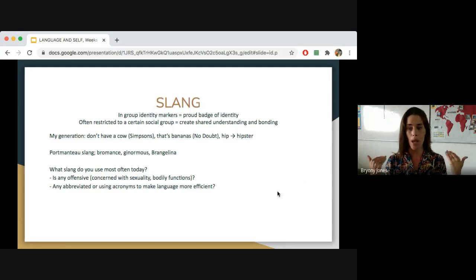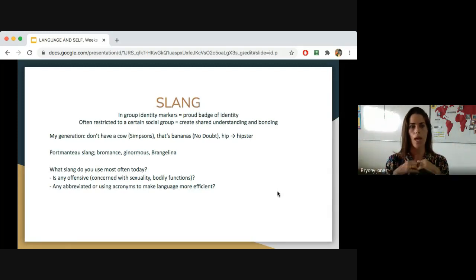Back in the day, my generation, when I was your age, we said things like, don't have a cow, that's Bart Simpson. That's bananas. Gwen Stefani from No Doubt actually never really said that, but whatever. This idea of being a hip was, I think, maybe more my parents' generation, but we transformed this into the idea of a hipster. I think you guys still maybe use that word, but that was more my era. Okay. There's a lot of portmanteau slang. Remember, when you're bringing words together? Brad and Angelina, Brangelina. Gigantic, enormous, ginormous. Brother, romance, bromance. Okay, you guys get it.